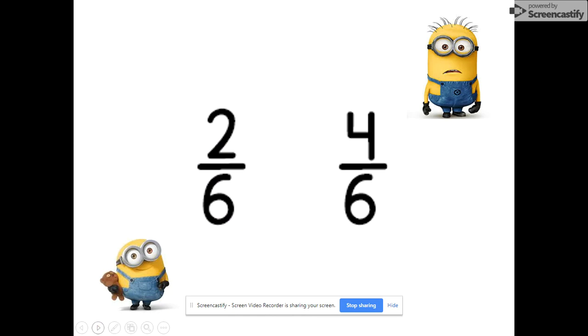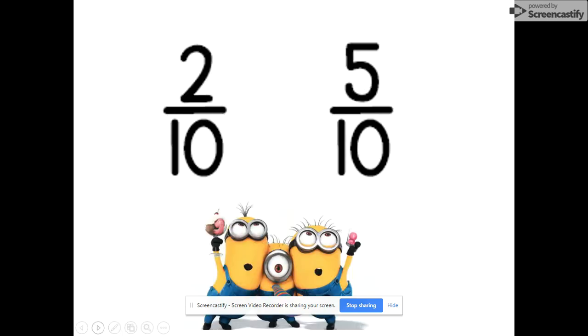Let's compare 2/6 and 4/6. My denominators are the same now, so I'm sharing with the same number of people each time. So I can either get 2 slices of pizza or I can get 4 slices of pizza. Which one is going to give me more? In this case, 2/6 is less than 4/6. Compare 2/10 and 5/10. Pause the video. If you said 2/10 is less than 5/10, you're correct. Because I'm sharing with the same number of people, I can either get 2 slices of cake or I can get 5 slices of cake.